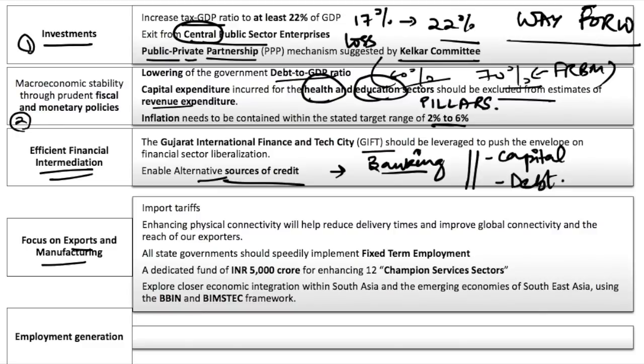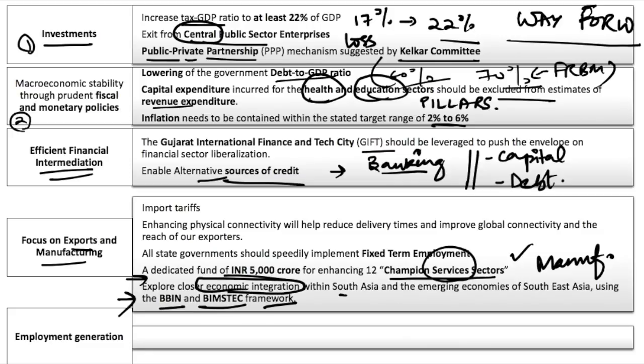Focus on exports and manufacturing. NITI Aayog very clearly says that we have to focus more on exporting and manufacturing as much as possible. A dedicated fund has already been created this year for 5,000 crore, and the focus of that is to enhance 12 champion services sectors. Now a lot of manufacturing sectors have also been added in this particular area in order to encourage both these industries. And we have to integrate our economies with other South Asian economies if we want to export and manufacture even more. And the last is employment generation.